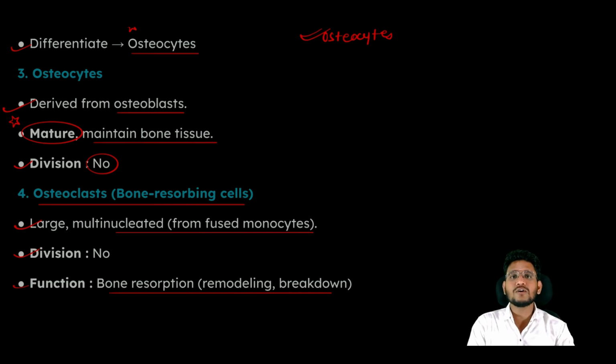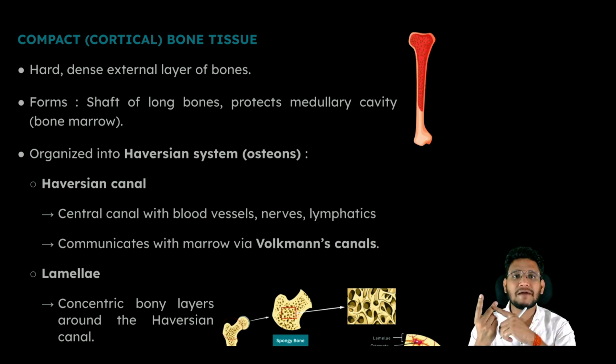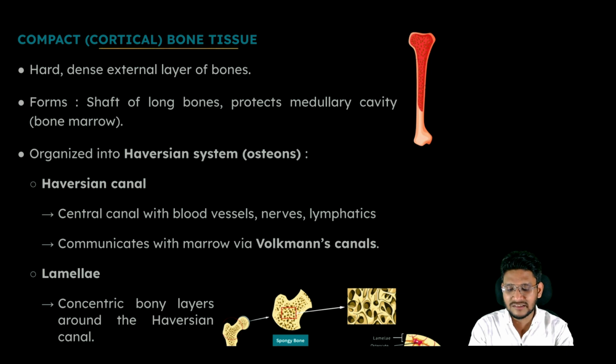Okay, so this is about bone cells. On the basis of matrix arrangement, we have two types of bone tissues, and these are compact or cortical bone tissue and spongy or cancellous bone tissues. First we have compact or cortical bone tissue. This is actually the hard dense external layer of bones.